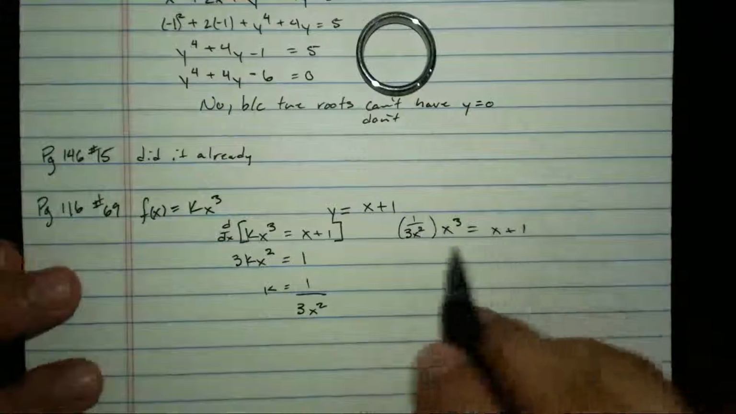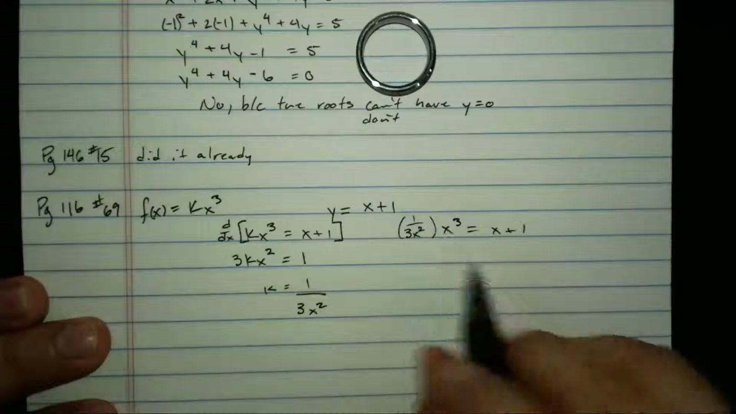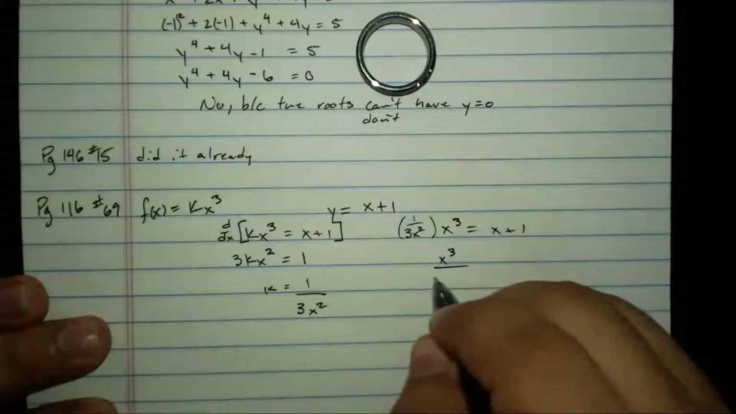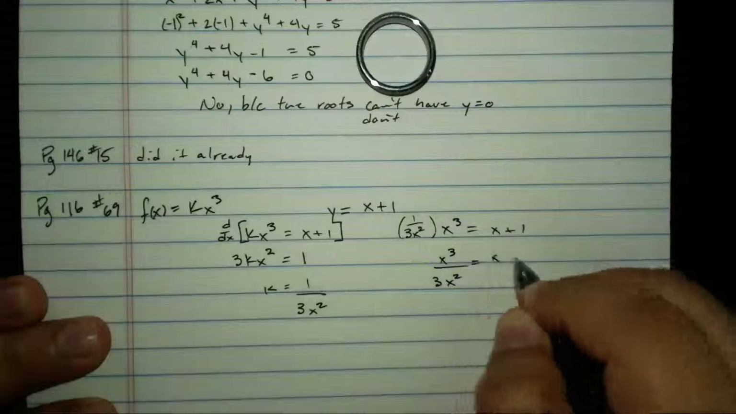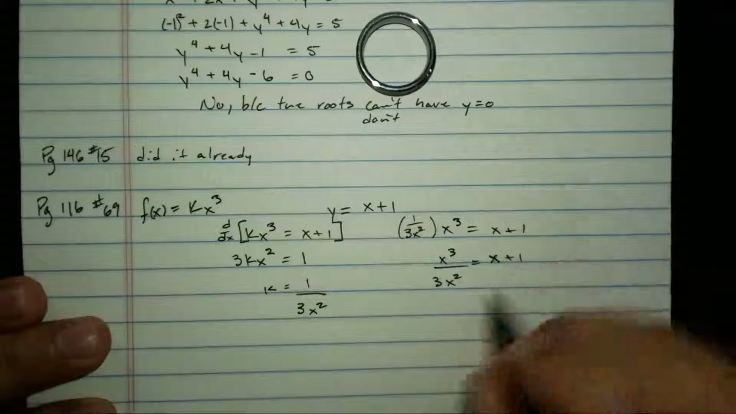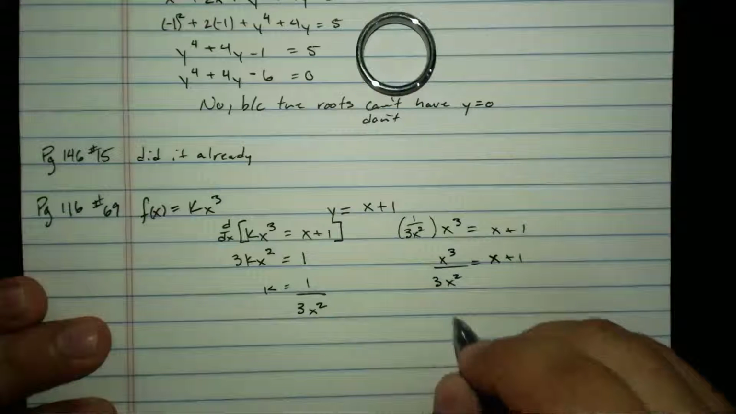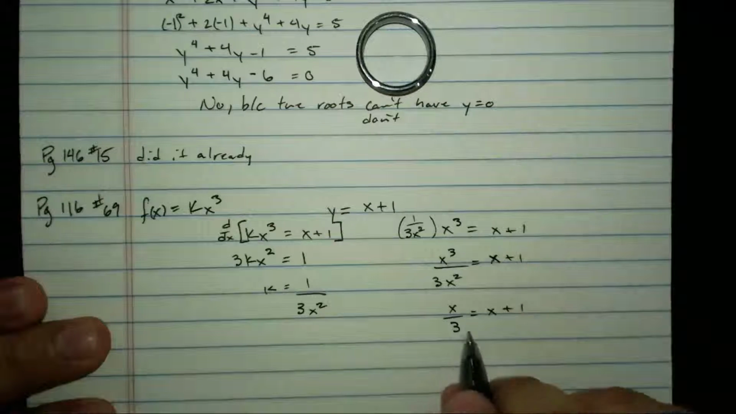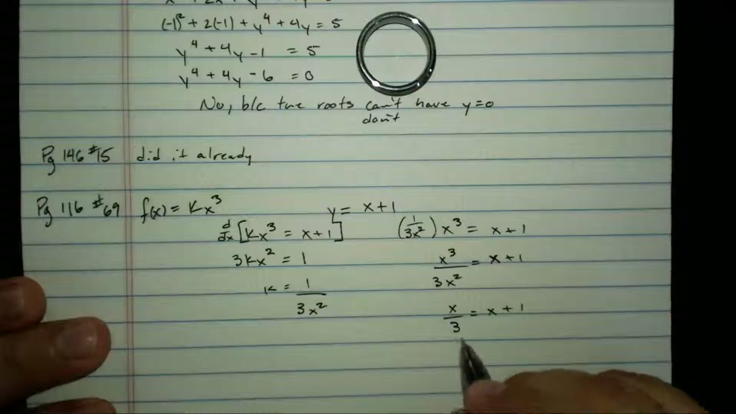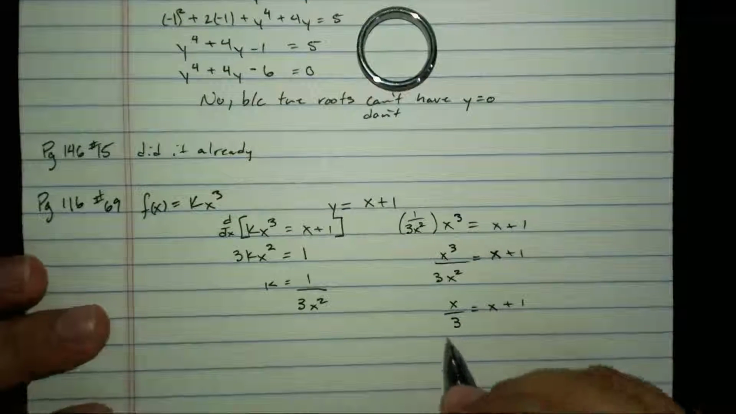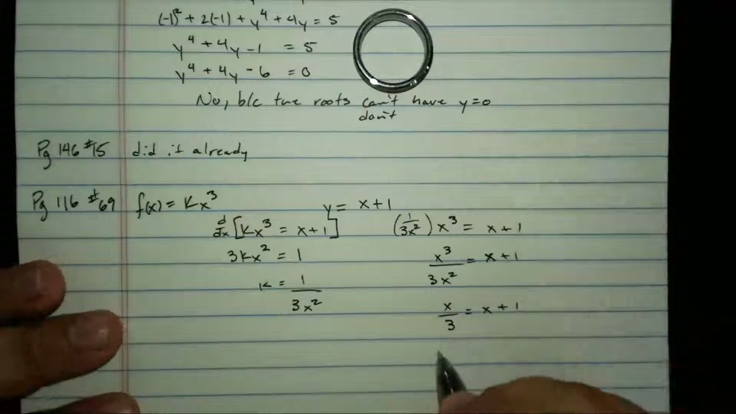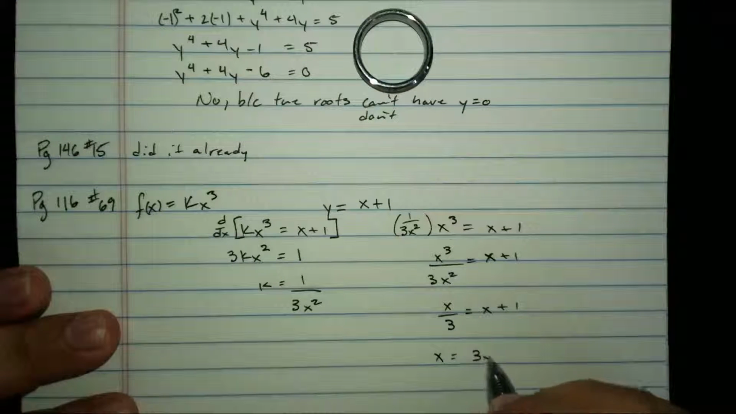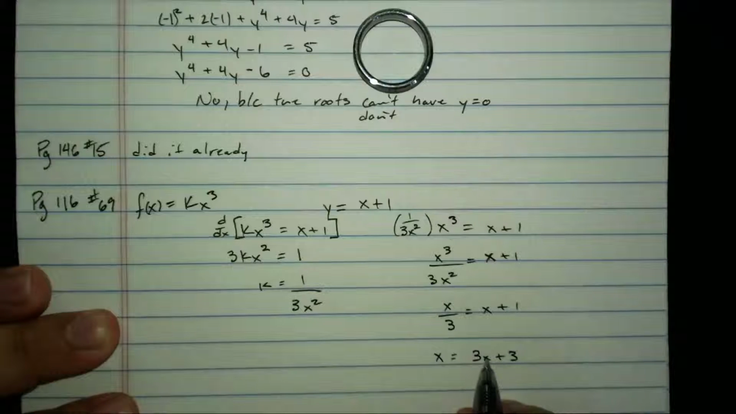Okay, so the x squared, well, here, let's just write it out. It's x cubed over 3x squared equals x plus 1. Okay, so you get x over 3 is equal to x plus 1. Multiply both sides by 3. You would get x equals 3x plus 3. Move the 3 over, move the x over, you get 2x equals negative 3.